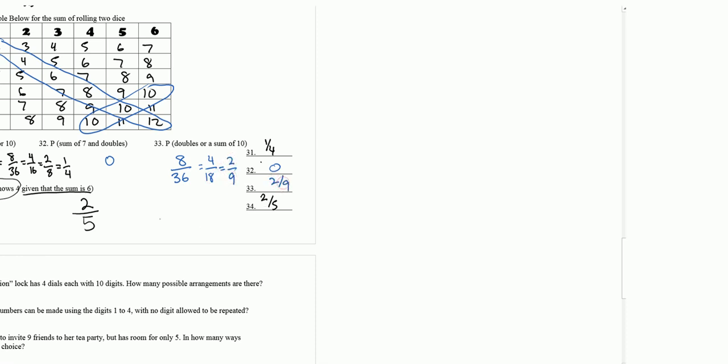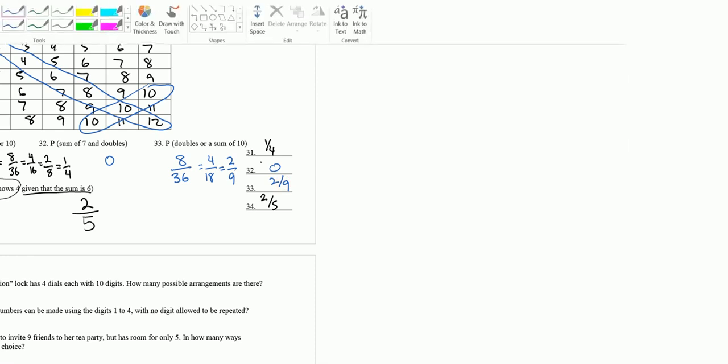And I just realized I made an error in number 31, so I'm going to correct that. So it should be 4 out of 18, which is 2 out of 9. All right, on to 35.